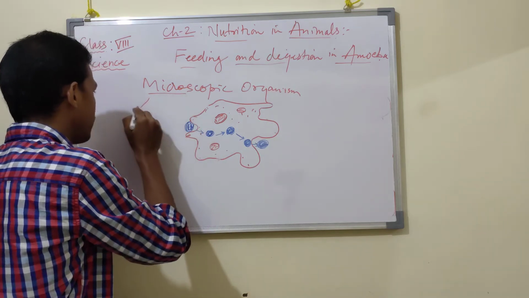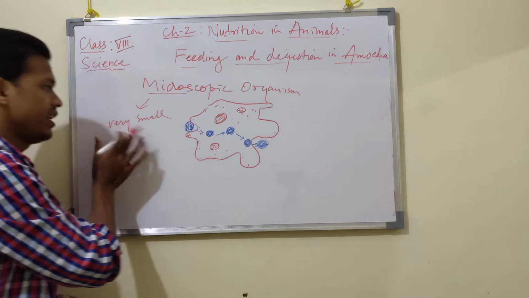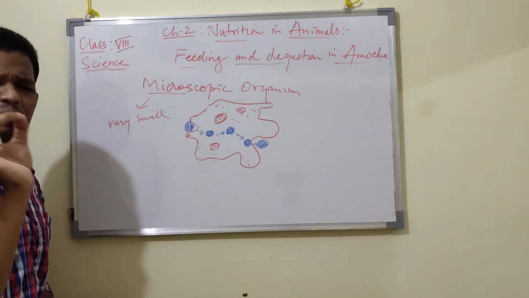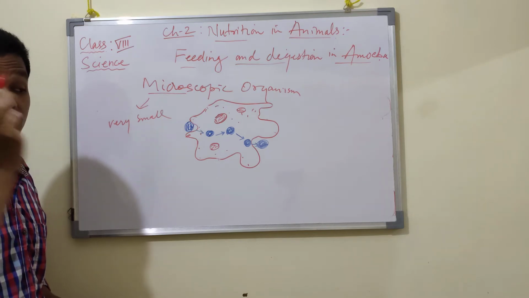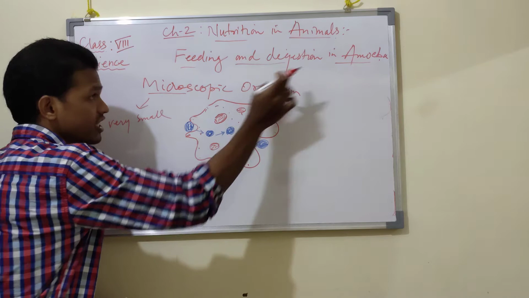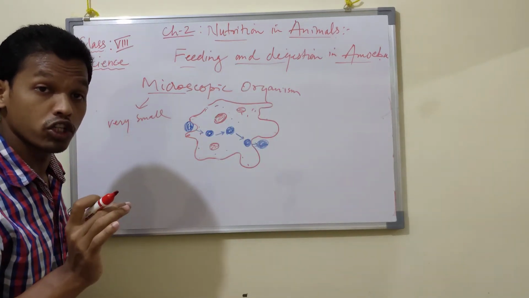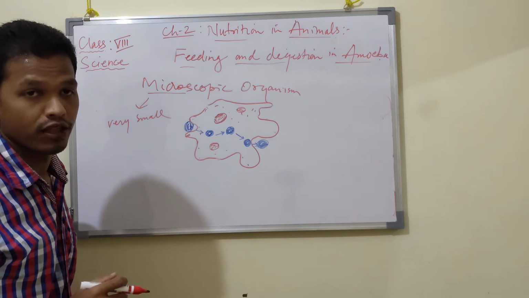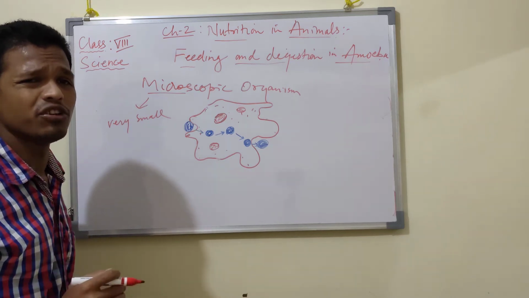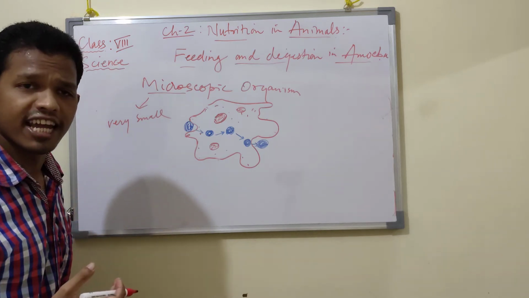Micro means very small, tiny, very minute, which we cannot see even with our naked eyes. So this amoeba is also a microscopic organism. They are also called microorganisms because they are very minute, very small, which we cannot even see with our naked eyes.